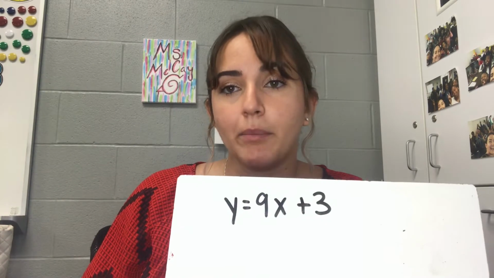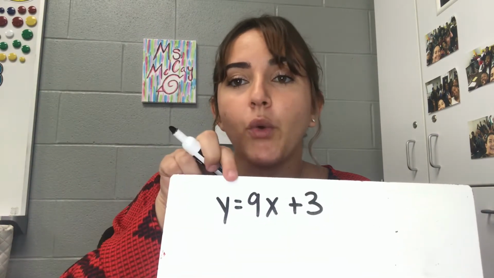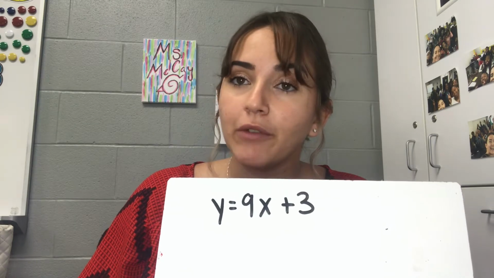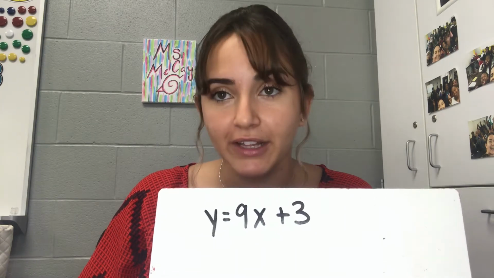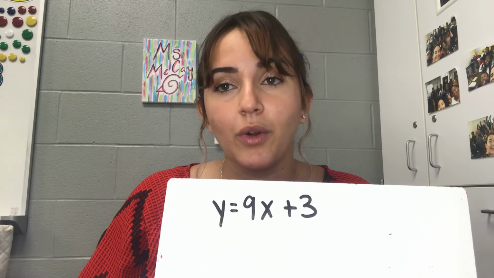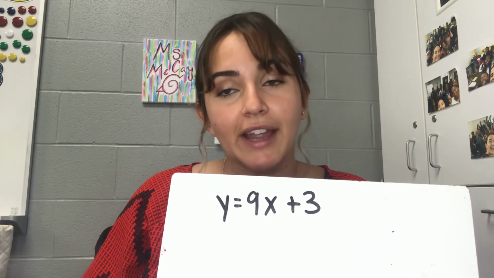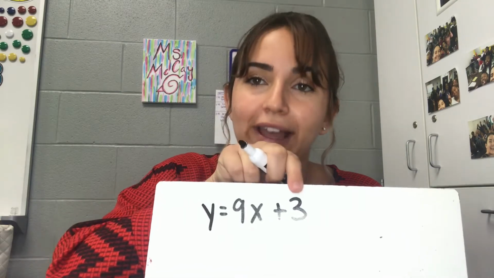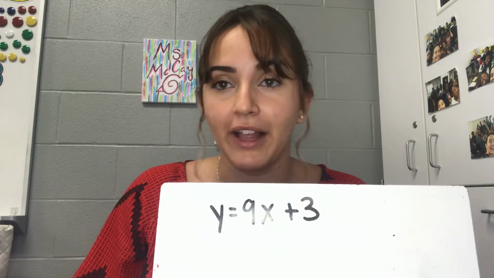Here's a quick example. If we have this equation, y equals 9x plus 3, and we're looking for a line that is parallel to this line, we know in our equation of the other line, the 9 will stay the same. It's only the y-intercept that will change for parallel lines.